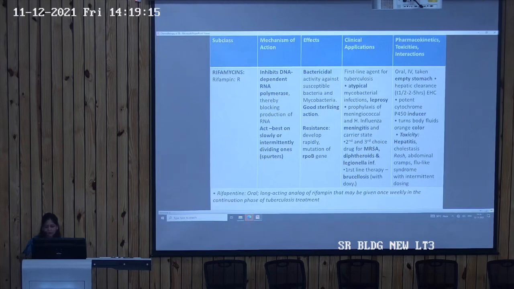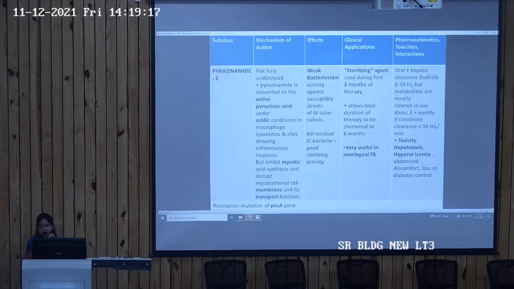Then we go to pyrazinamide. Now pyrazinamide converts into its active form, pyrazinoic acid. Now this works best in acidic conditions. So wherever the inflammation is more, or inside the cell where the acidic pH is more, it works best. That's why it's a very good drug for intracellular bacilli.